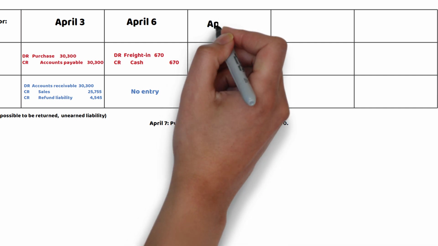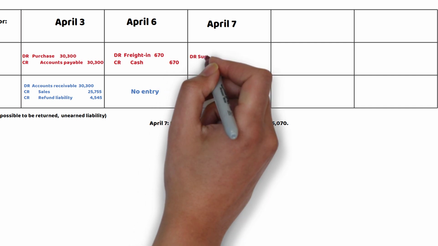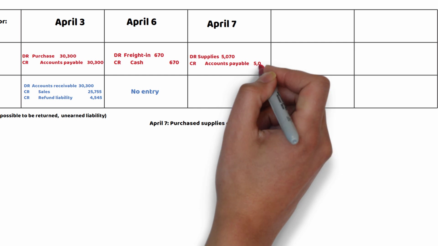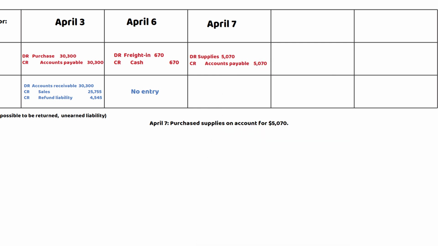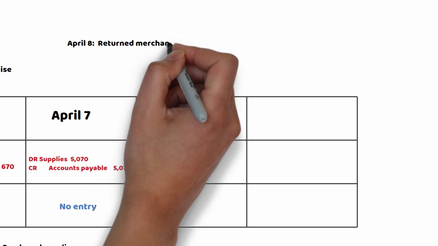April 7th, purchased supplies on account for $5,070. You debit supplies $5,070 and credit accounts payable. Again, this is a transaction only for the buyer's corporation and has nothing to do with the seller's corporation. So no entry for the seller.